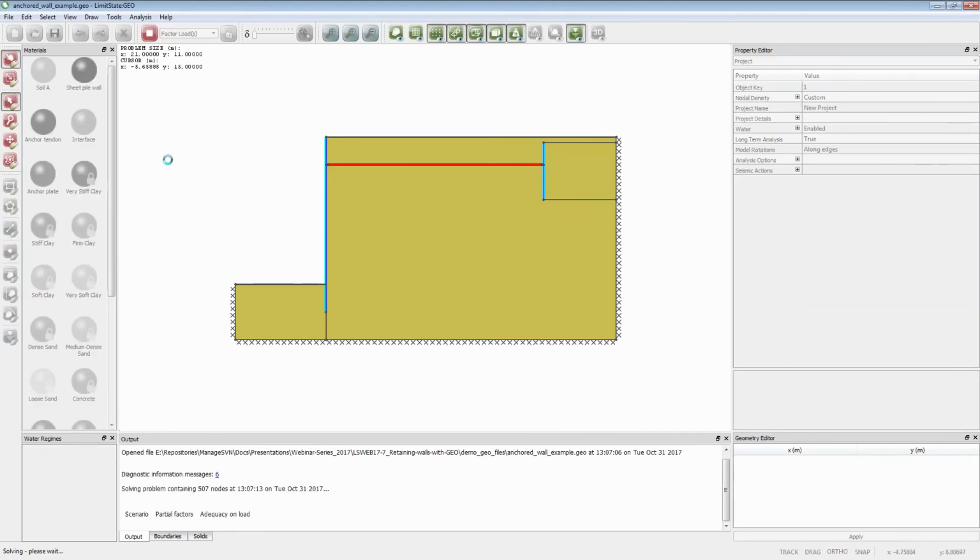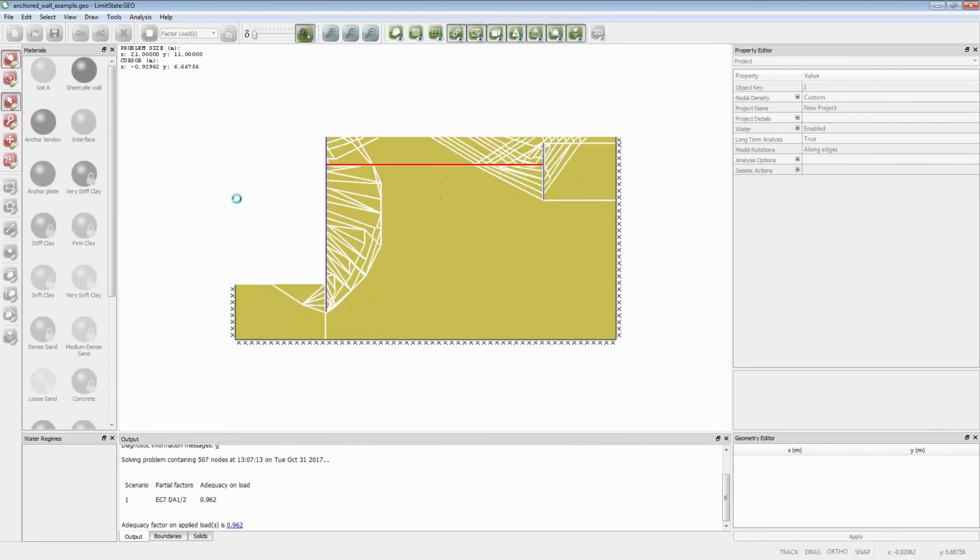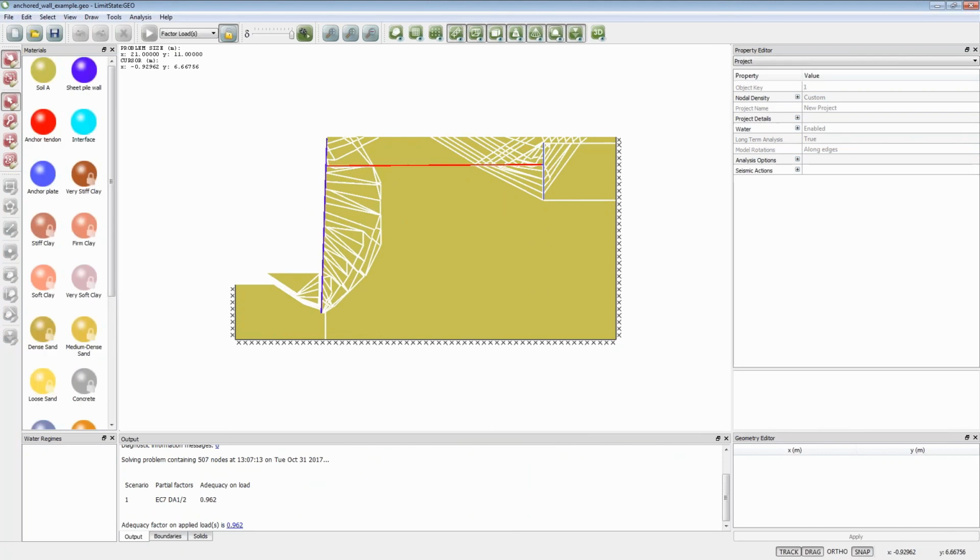So we set it up as a factor load problem, so we're increasing the weight of the soil behind the wall to see what causes collapse. We could have set it up as a factor strength problem. And in this case, we've got an adequacy factor of 0.962, so it's almost ideally designed, and you can see here we've got partial factors applied from the Eurocode, so that means we've already got a margin of safety built in.